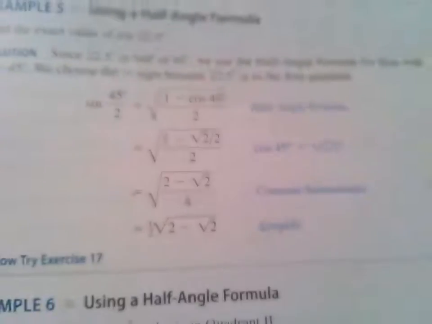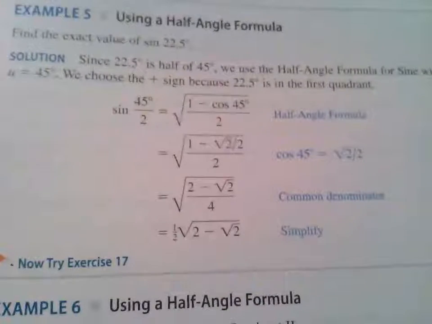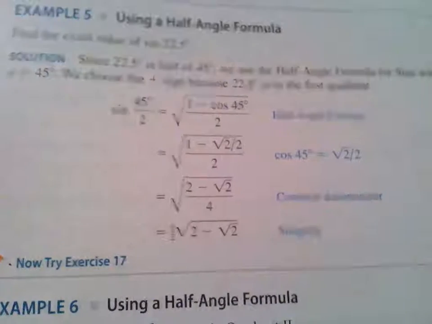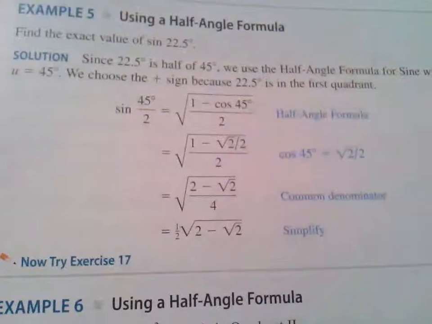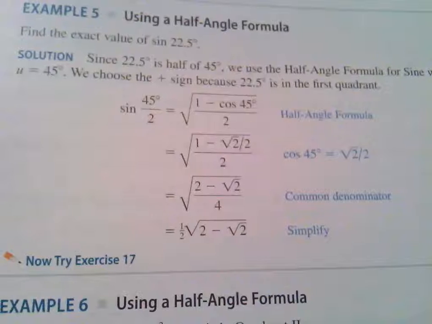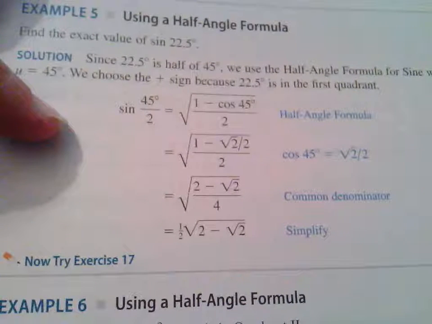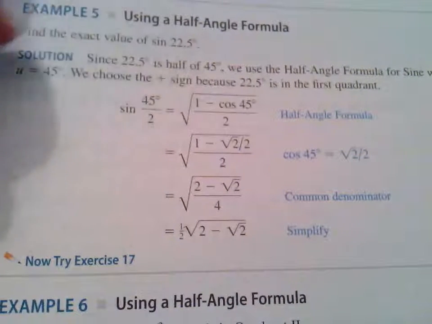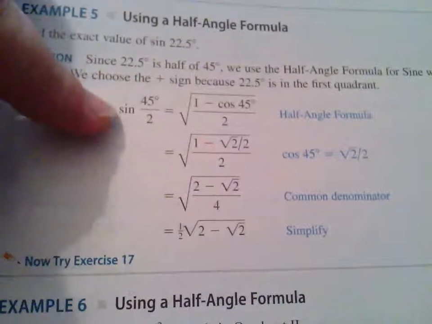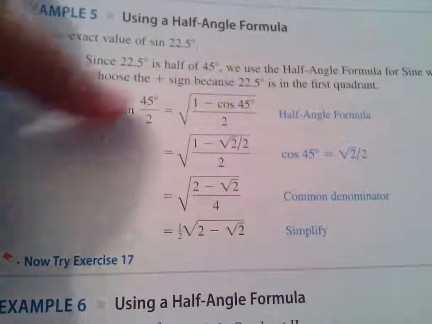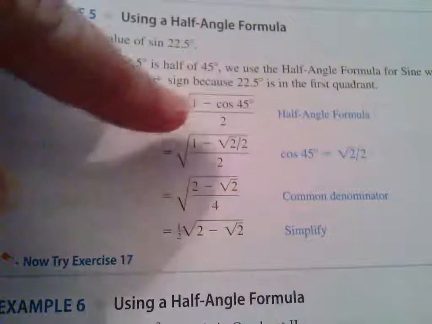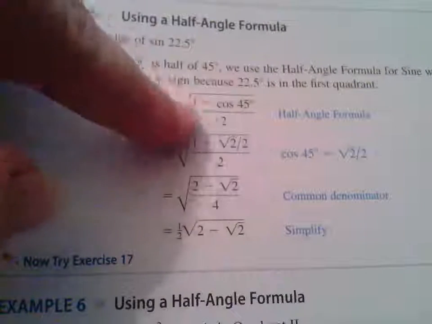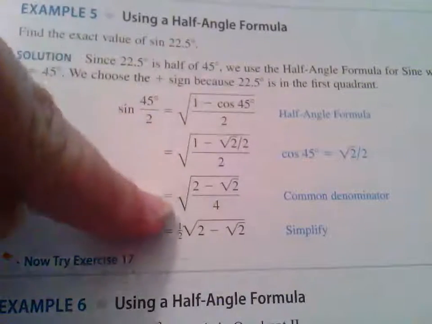Let's find the exact value of sine 22.5. Okay, 22.5 is half of 45. We can't just take half of the square root of 2 over 2. We can't do that because we've got to do this formula. So I've got sine of 45 over 2. And here I have 1 minus the cosine of 45 divided by 2. And then I work that out.